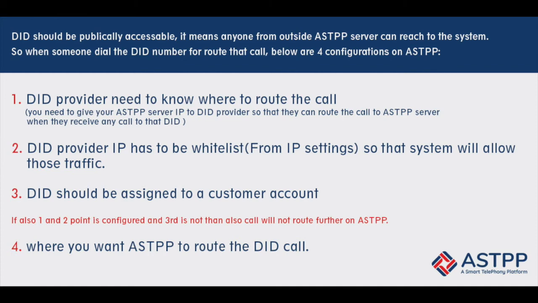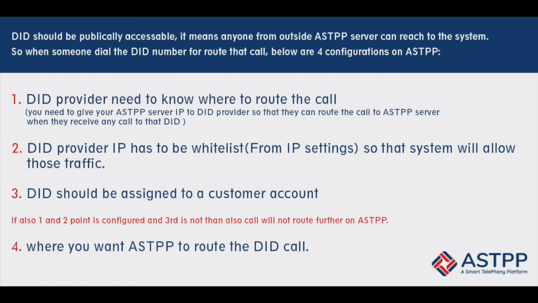It means you need to give your ASTPP server IP to the DID provider so that they can route the call to the ASTPP server when they receive any call to that DID. And the second configuration is that the DID provider IP has to be whitelisted on our ASTPP so that the system will allow only those who come from this IP.